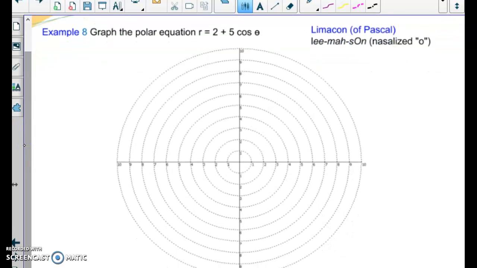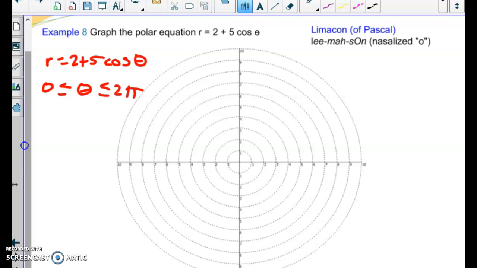So let's go ahead and do a little bit of graphing of this lemniscate. And I'm going to test some points. r equals 2 plus 5 cosine theta. And I'm testing some values between 0 and 2 pi. Let's start at 0. So, an r and a theta. At 0 degrees, the cosine of 0 is 1, so I get a 7.